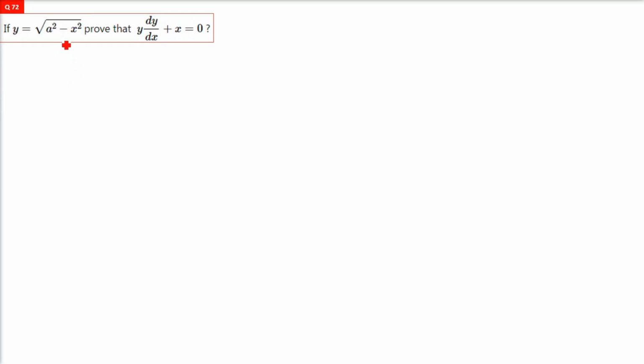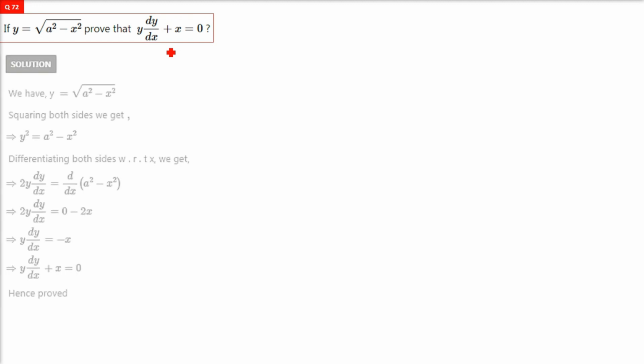Y is equal to under root a squared minus x squared. Prove that y dy by dx plus x is equal to 0. Now this you can try, because this is quite easy. But for completion, I'll do it.